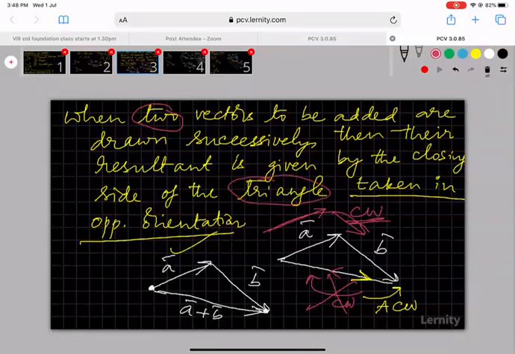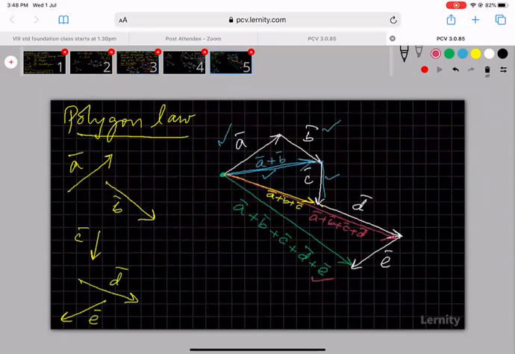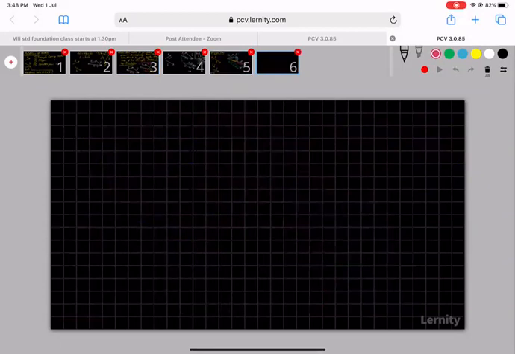Okay, for triangle law you say 2 and triangle. For polygon law you don't say that. Instead of triangle you say polygon. That's all the difference. Understood? Okay, so hopefully you understood. Maybe I'll give a question.